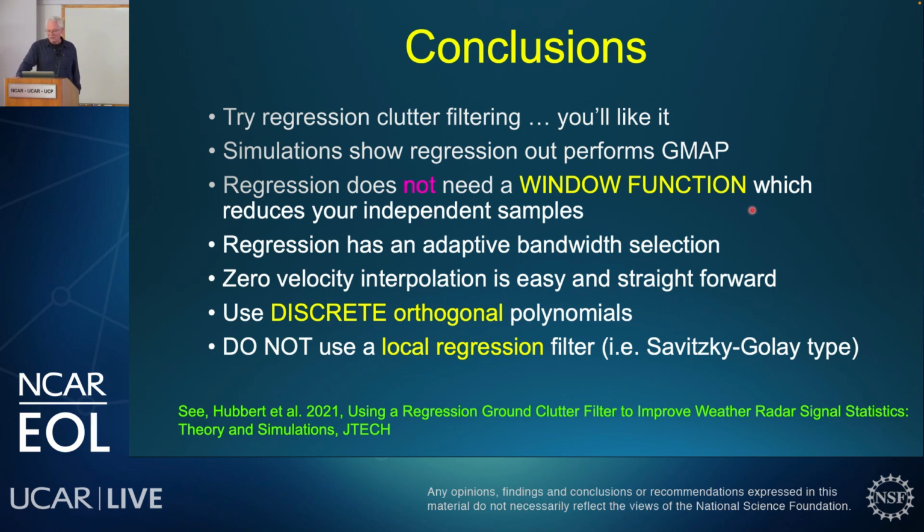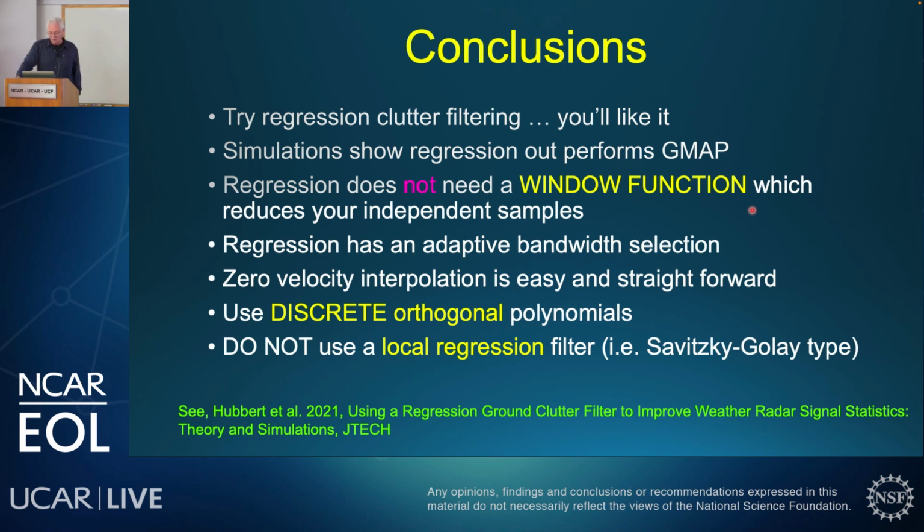Regression does not need a window function. That's the whole point, since windowing reduces your independent samples. Regression has an adaptive bandwidth selection. That has been a barrier to using the regression filter, so we've solved that problem. Zero velocity interpolation is easy and straightforward, and works very well. We have a lot of simulation showing that. Make sure you use discrete orthogonal polynomials. Go get that one from that guy's webpage. Download it, it's either in C++ or it's in Fortran.